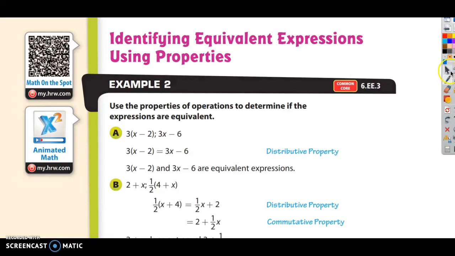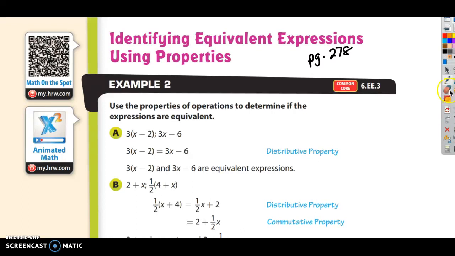Okay, we are on page 278. And we're going to use properties to identify whether or not expressions are equivalent. And I'll show you how to use properties for that, and I'll also show you how to test it. So the first thing we're going to go back and review is the distributive property.